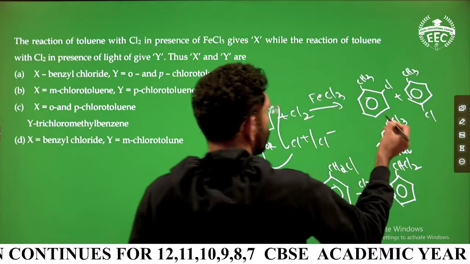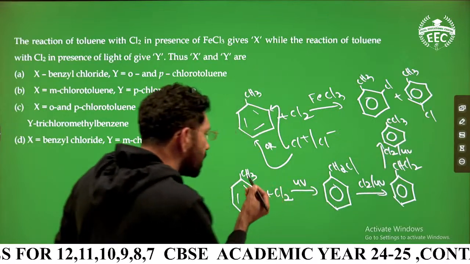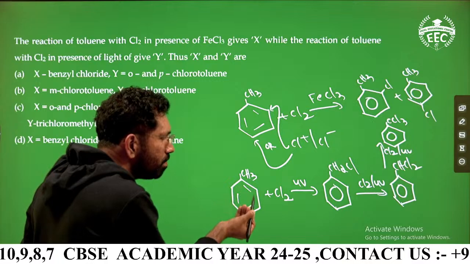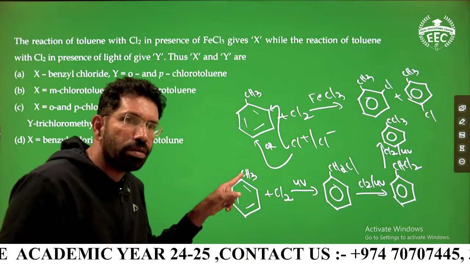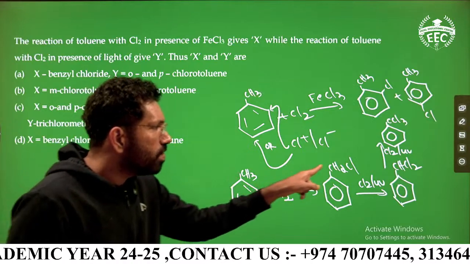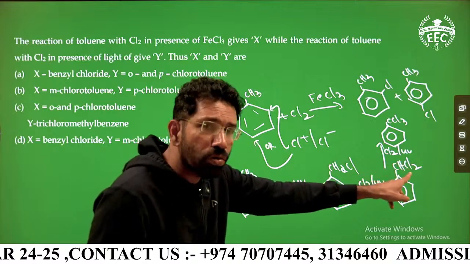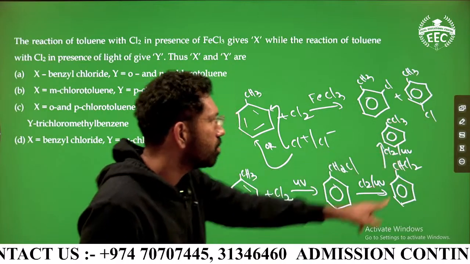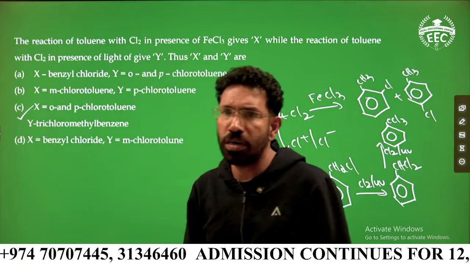The name of the compound will be trichloromethylbenzene. This is trichloro, this is methylbenzene. CH3 benzene is methylbenzene. This is toluene, we call it methylbenzene. Remember, this is methylbenzene. This is monochloromethylbenzene. This is dichloromethylbenzene. This is trichloromethylbenzene. So our answer is C. Okay. All of you got it?